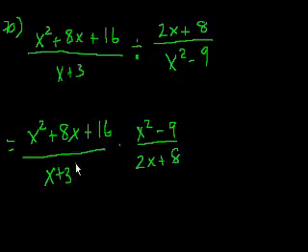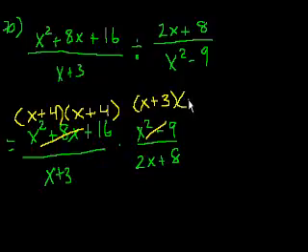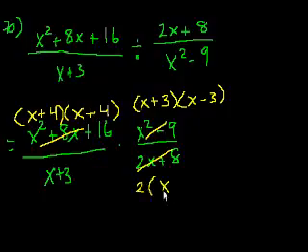Fair enough. Now let's see if we can simplify these a little bit. I'll do that in yellow. So this is, let's see, 4 plus 4 is 8, 4 times 4 is 16. So this we can rewrite as x plus 4 times x plus 4. X squared minus 9, that's a squared minus b squared. So this we can rewrite as x plus 3 times x minus 3. Just going with the pattern. We can factor out a 2 here, so we can rewrite this as 2 times x plus 4. We have an x plus 3 there.